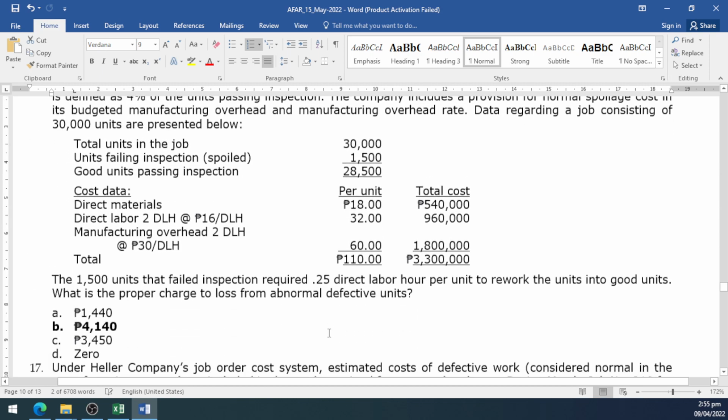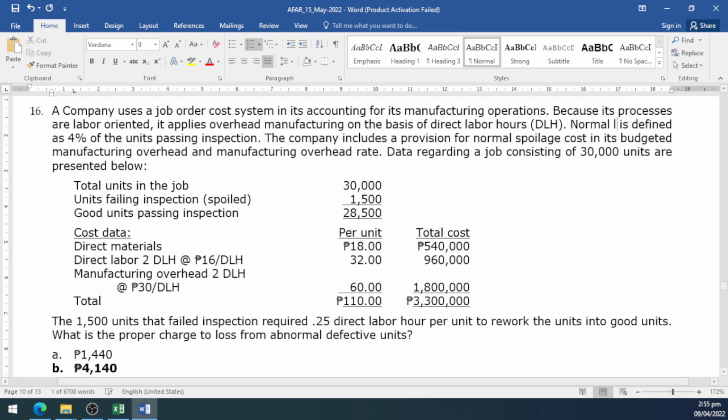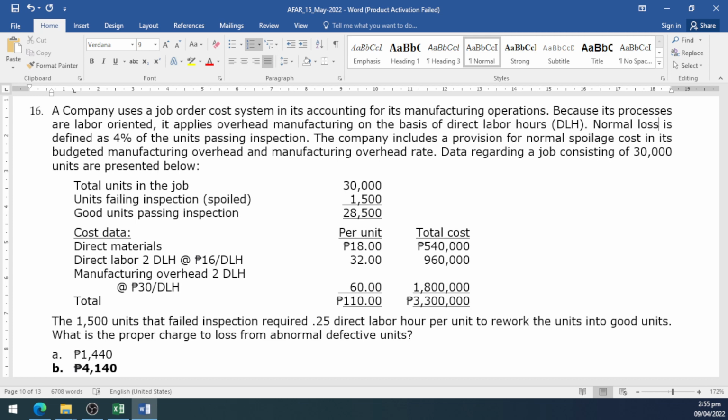Next. Ito, number 16. Ito yung kanina na balikan na natin ngayon. The normal spoilage and rework, kasama dyan, normal losses yan, ibig sabihin yan, no? Normal losses. Normal loss is defined as 4% of units passing inspection. Okay. The company includes provision for normal spoilage or rework.